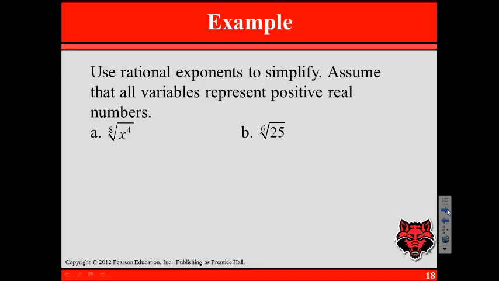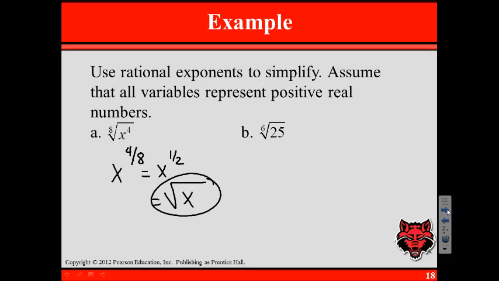So for A, we rewrite this as x, the exponent on the inside goes on top, over the index on the outside goes on bottom. We can reduce 4 over 8 to 1/2. And once we've reduced, we're going to rewrite it in radical notation. Remember, the number on bottom tells us what kind of root we have. It's a square root of x to the first power, or just the square root of x.